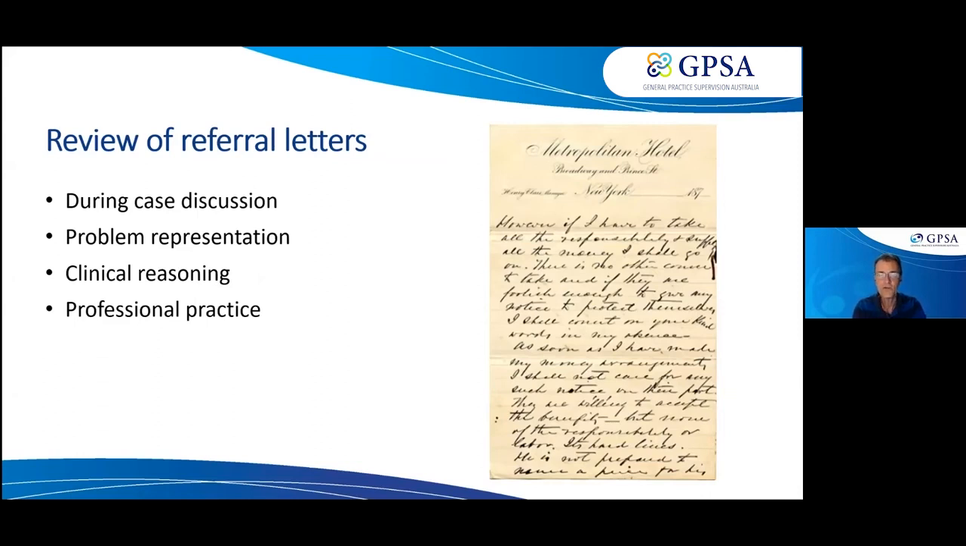To write a good referral letter, as you know, you need to be able to really succinctly represent the problem. You need to not blurt all the unnecessary stuff in the world. You need to frame the problem as succinctly as you possibly can. And you need to give the doctor you're referring to a really clear reason for why you're referring them. What's the question, or what's the problem that you've got? What's the reason for the referral?